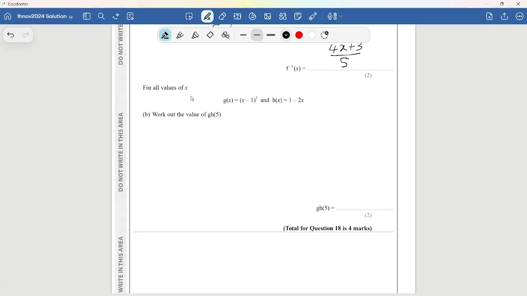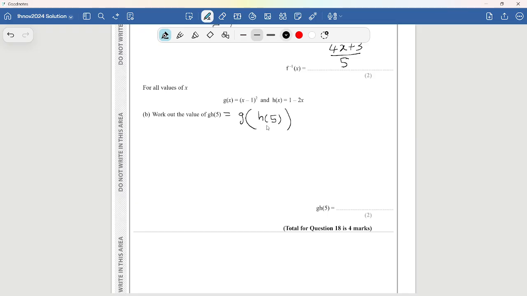For all values of x, the function g of x is (x minus 1) squared and h of x is 1 minus 2x. Work out the value of gh of 5. Now this is a composite function. What does this mean? gh of 5 is actually equivalent to saying g of h of 5.